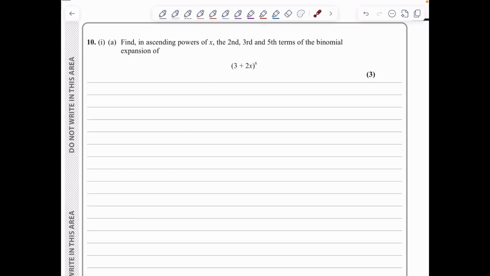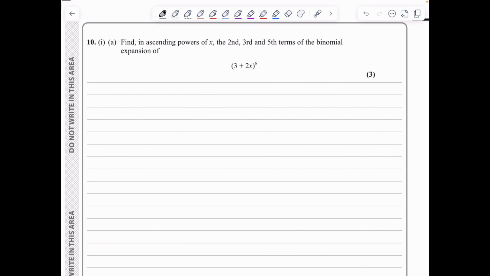In question 10, we are asked to find, in ascending powers of x, the second, third, and fifth terms of the binomial expansion of (3 plus 2x) raised to the power of 6. So I could go ahead and find the first 5 terms of this expansion.